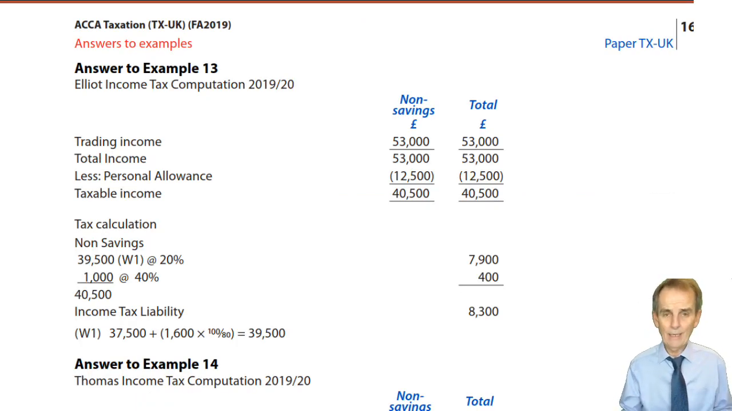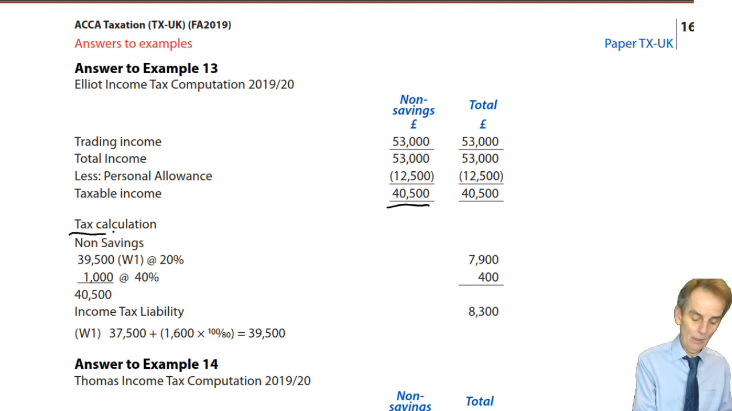As we knew, the trading income was non-savings and that assessment was 53. That is your total income. Take away what is a full personal allowance. Why? Because adjusted net income has not exceeded £100,000. So the full personal allowance of 12.5 comes away. That leaves us with taxable income of £40,500, entirely non-savings income.